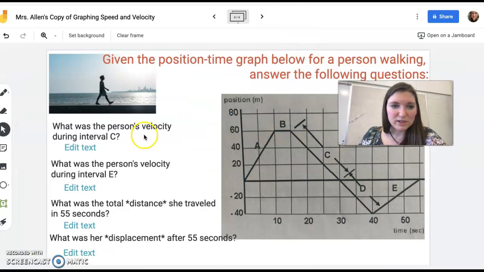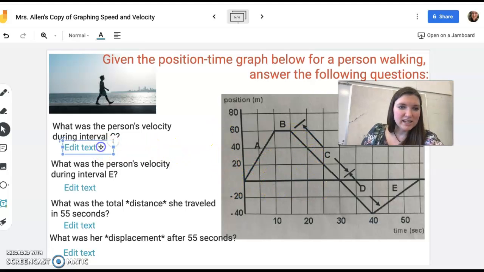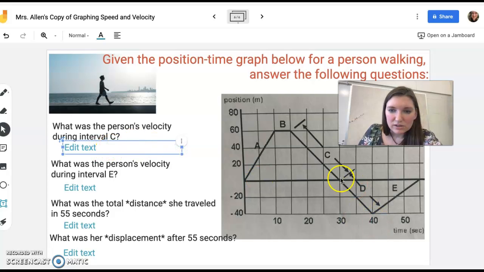Okay, here's some more questions for this graph. What was the person's velocity during interval C? So whenever we're talking about velocity, again, it's the slope. So we need to find the rise over the run, the y over the x. I see that interval C starts at 15 seconds and stops at 30 seconds. So that's 15 seconds for the X. And she is going negative 60 for the Y.